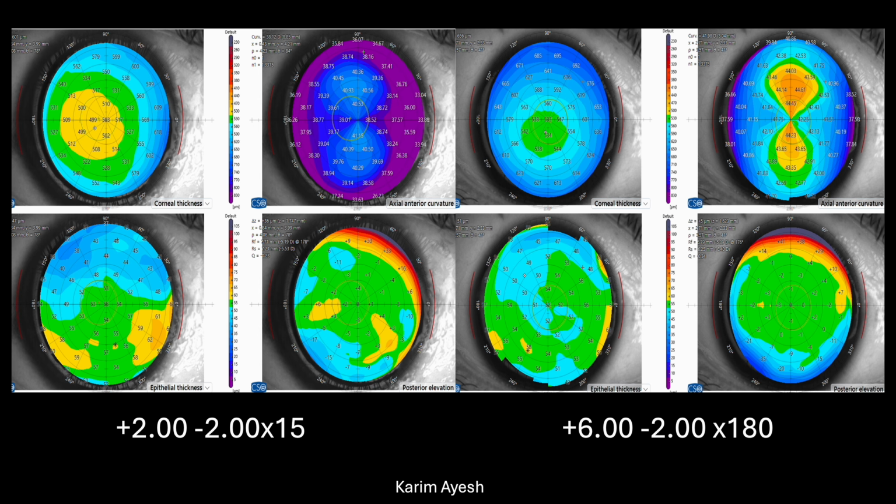If you notice on the left side, you will see that the K readings are flat. The cornea is relatively thin, 499, and on the right side, the K readings are relatively steep according to this type of refraction, but with normal corneal thickness. In this example, if you don't know how your machine will correct this type of refraction, maybe you will have doubt on doing such cases.